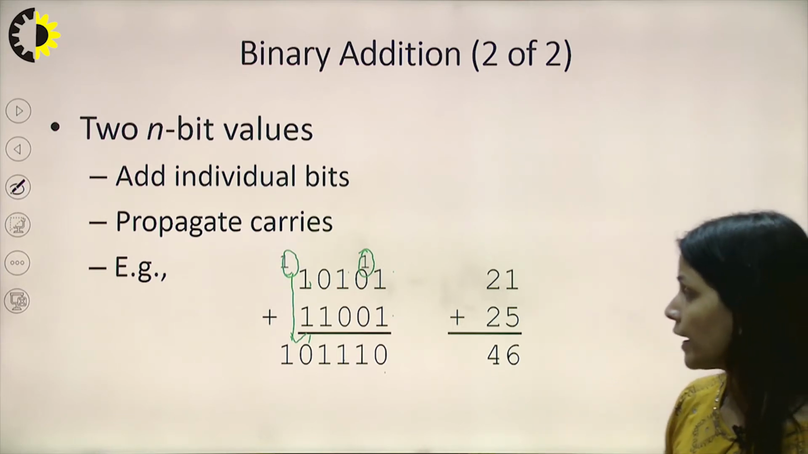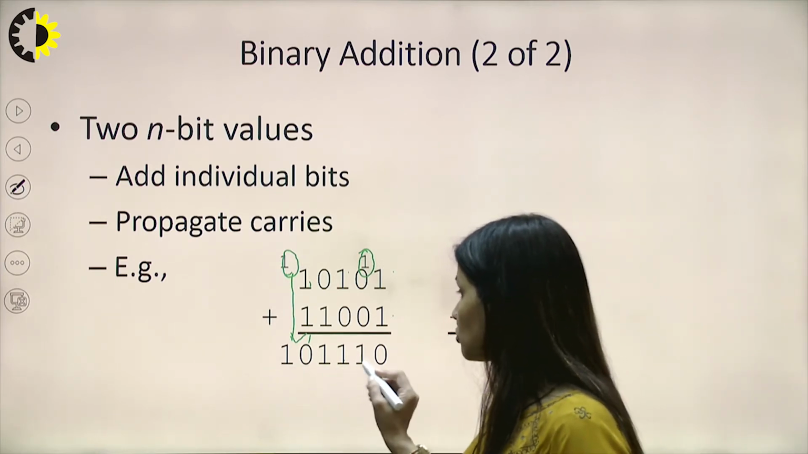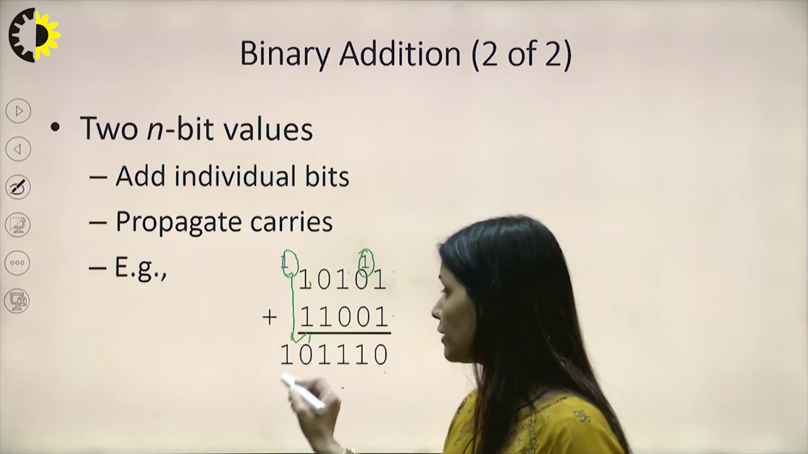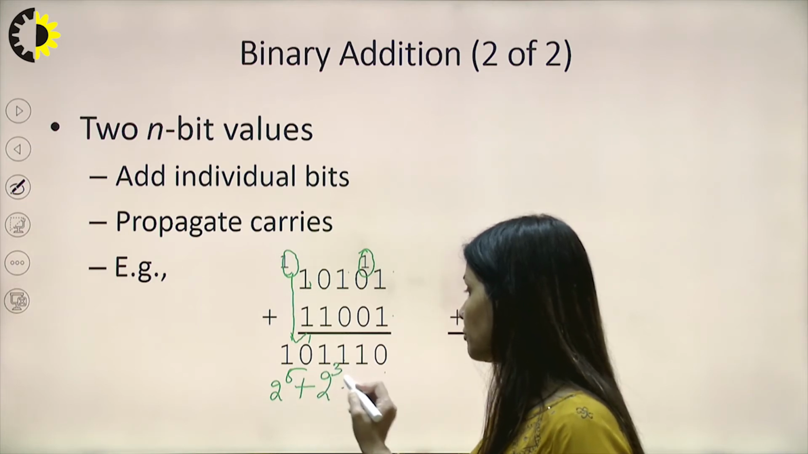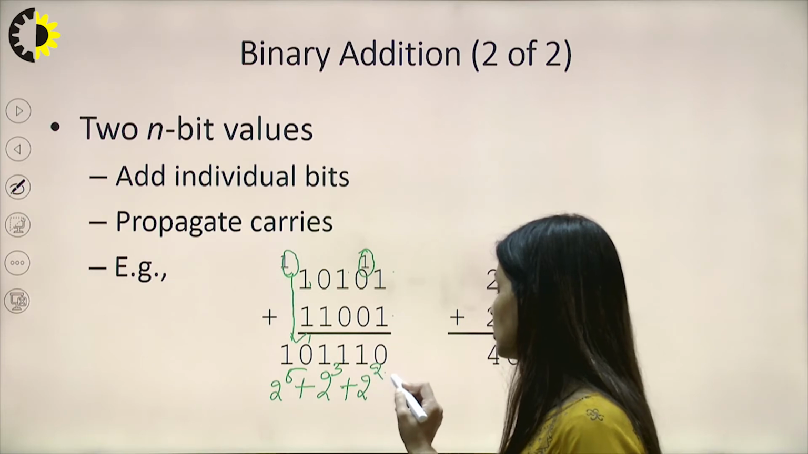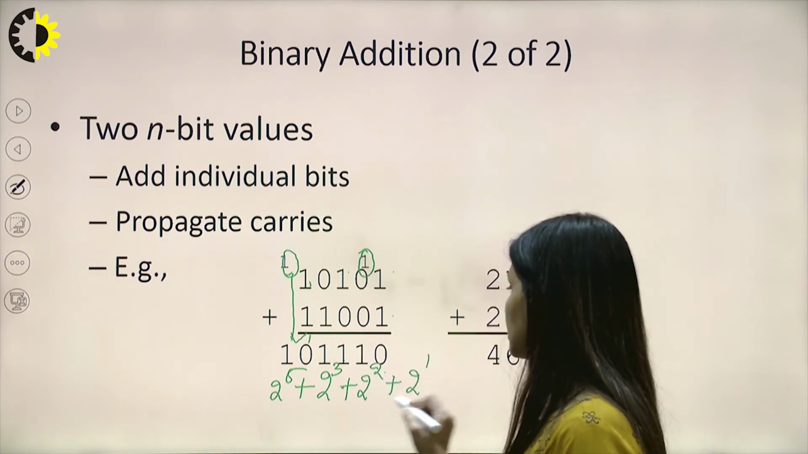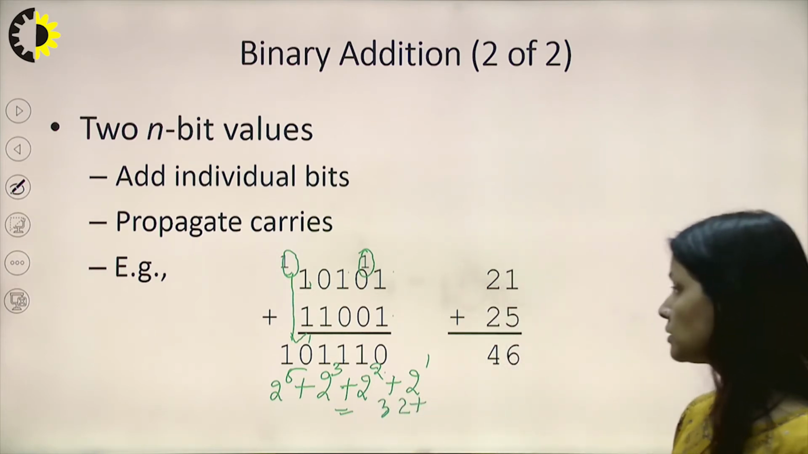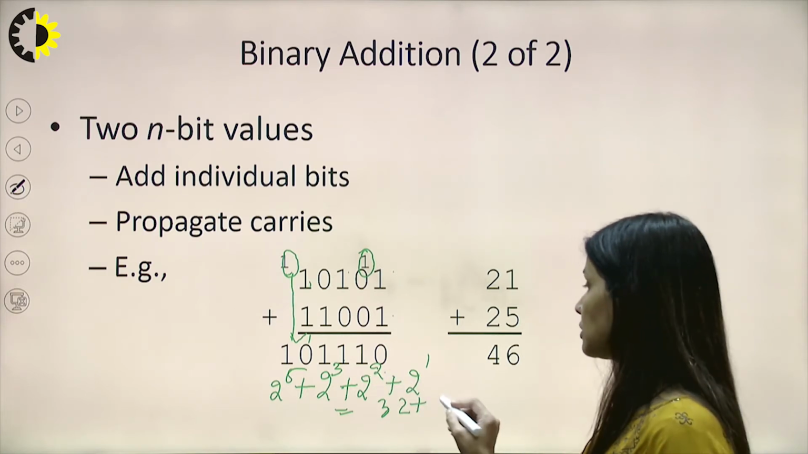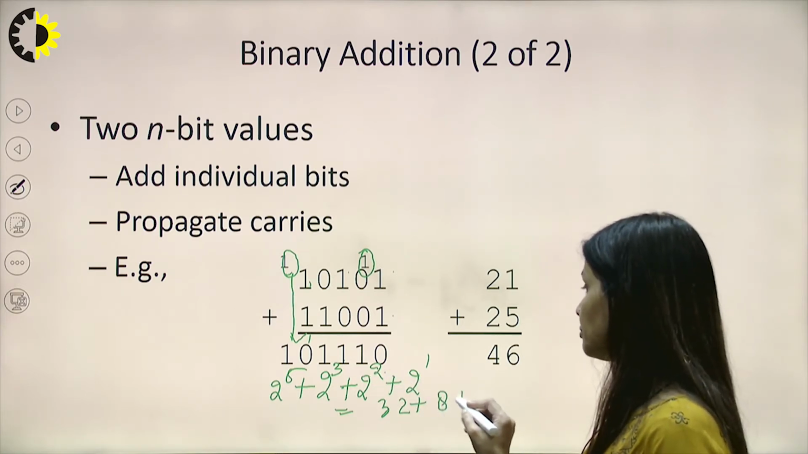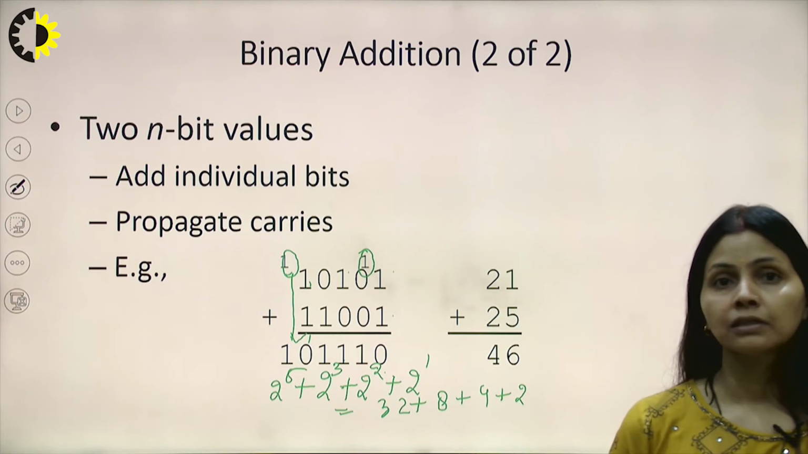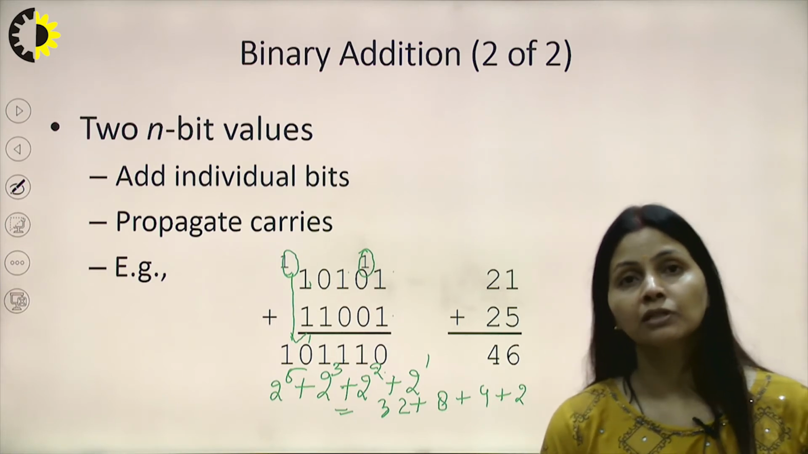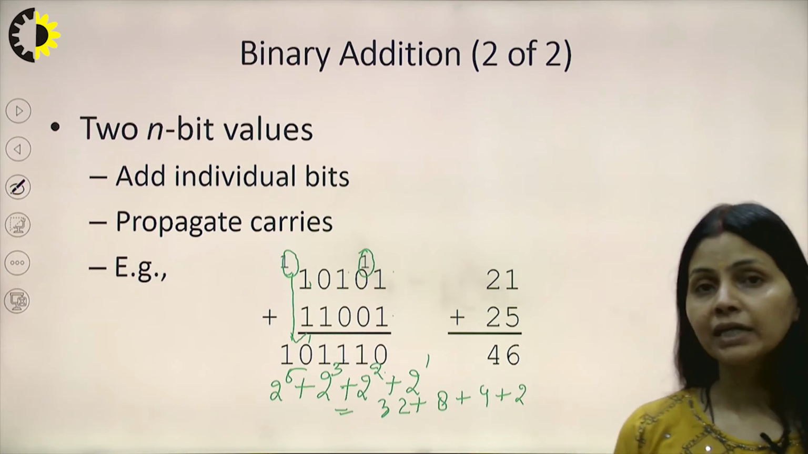Let us have the decimal number. So positions 0 1 2 3 4 5, that is 2 raised to the power 5 plus 2 raised to the power 3 plus 2 raised to the power 2 plus 2 raised to the power 1, adding 32 plus 8 plus 4 plus 2, that is 46. Same we are getting in binary addition.